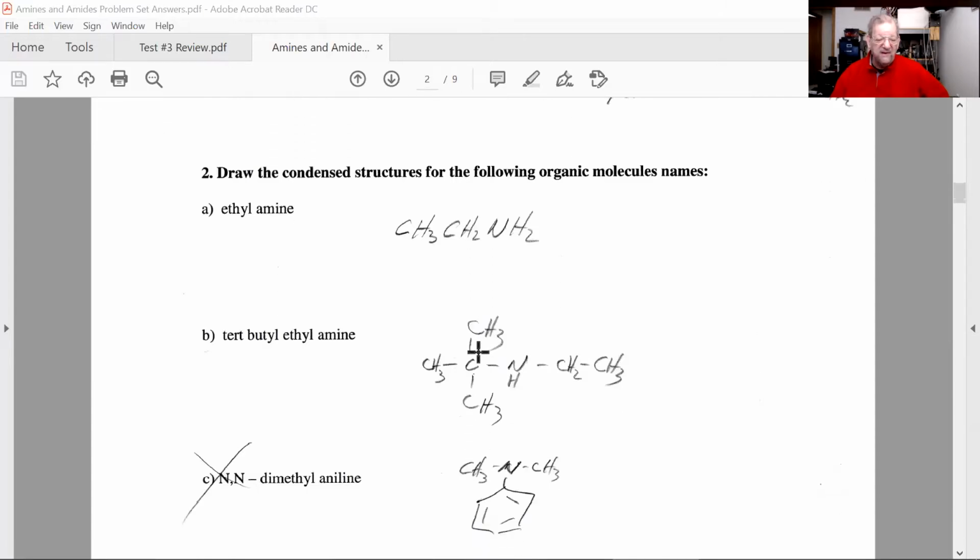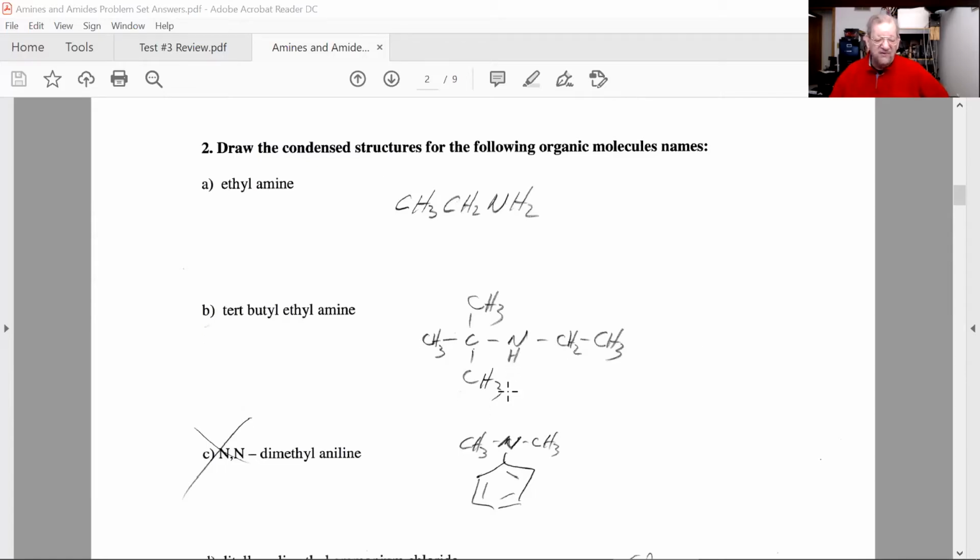Now, if we look at B, we start from the right and move left, and it's an amine. Therefore, it's a nitrogen compound. What's on nitrogen? An ethyl group and tert-butyl. It doesn't matter which side you put it on. Remember, for amines, there are 3 bonds to nitrogen, so we also have to add another hydrogen.